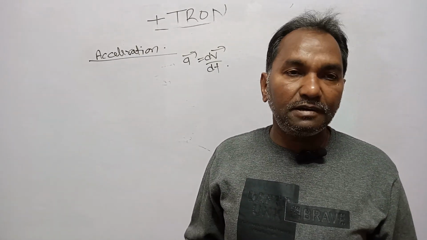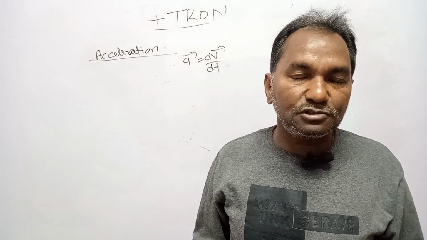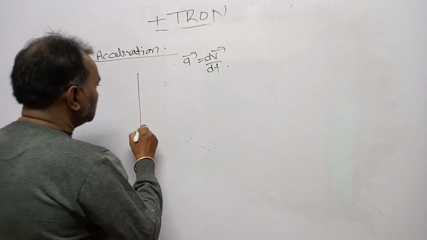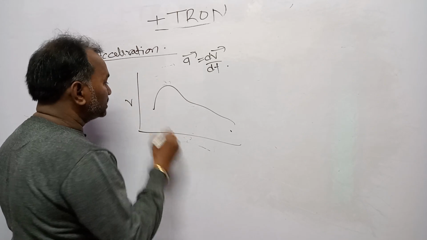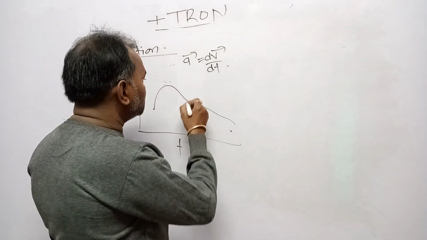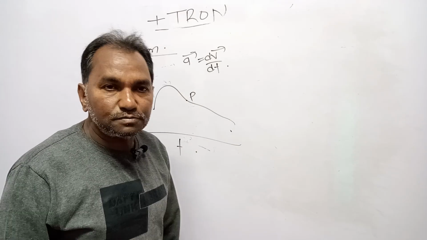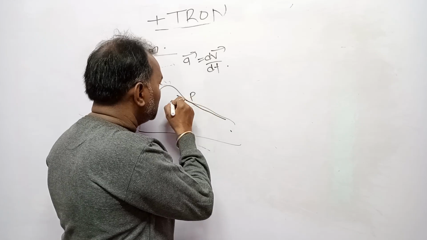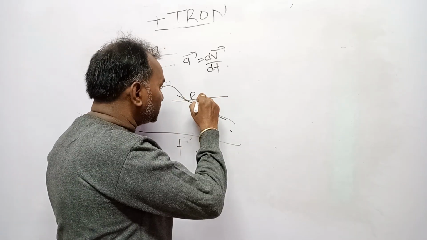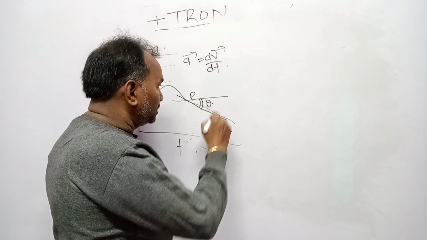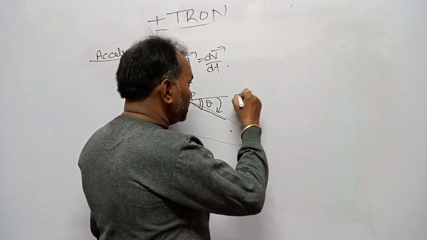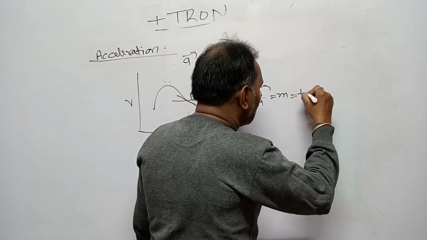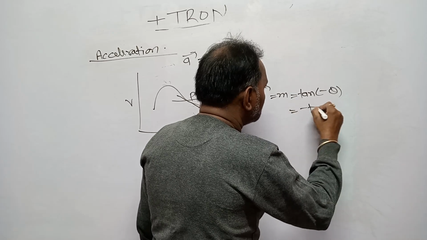I have said that if the graph is between velocity and time, then the slope of that graph at any instant represents the acceleration. Let it be a graph between velocity and time, and at this point you have to find the acceleration. I have drawn the tangent at this point, and a line parallel to the x-axis, and now take the slope. This angle is clockwise. So a is equal to dv upon dt, which is equal to m, which is equal to tan of minus theta, that is, minus tan theta.